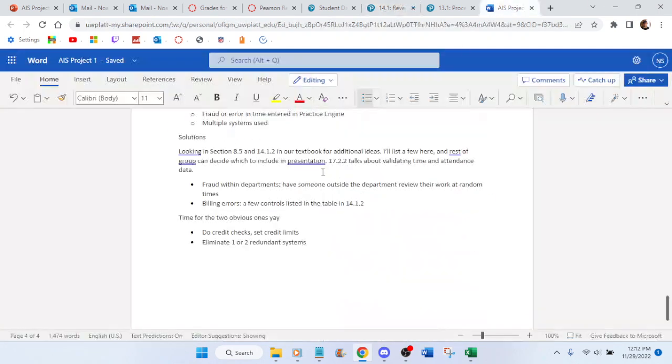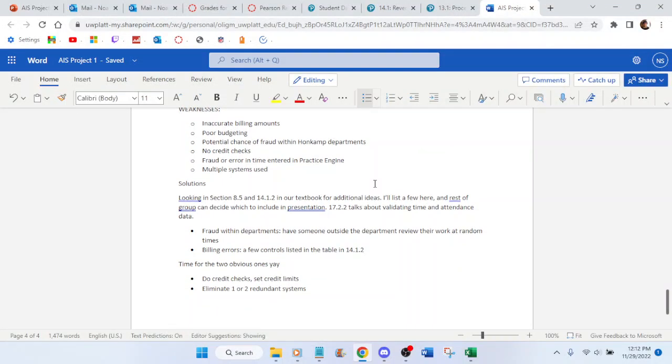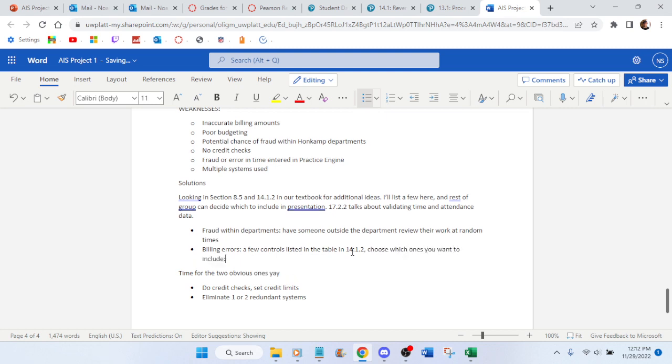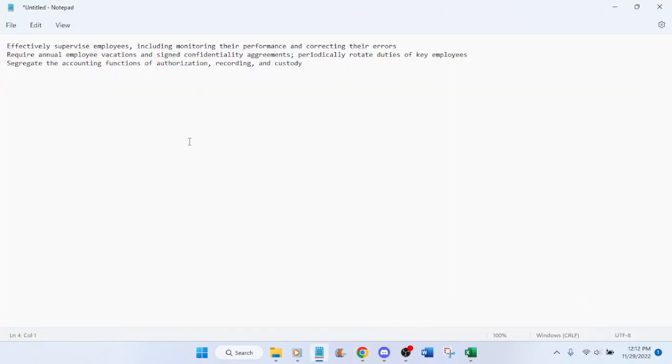So let's see, what are our problems here? Inaccurate billing, I looked at that. There's a few controls listed there. I have no idea which ones they would want to include. Now I have to actually type them all out.